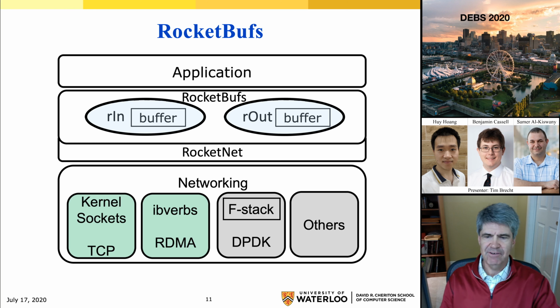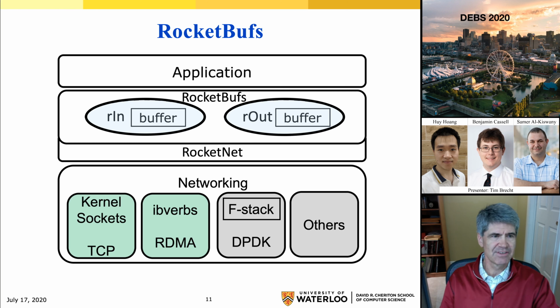Because the data in buffers may be used for input or output, we provide C++ classes to simplify application building. These are called ROut and RIn, ROut for producing data and RIn for ingesting data. And each of these is associated with a buffer, which is provided and supported in RocketBufs.